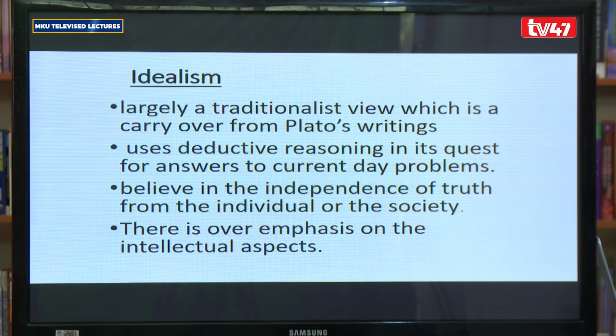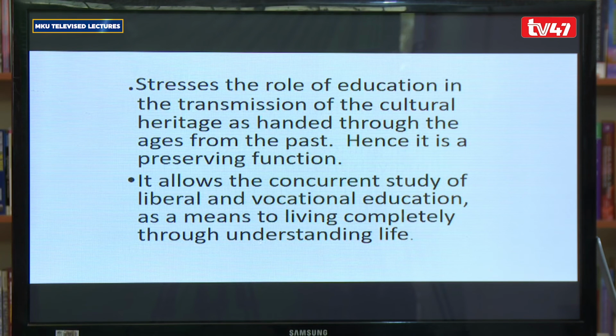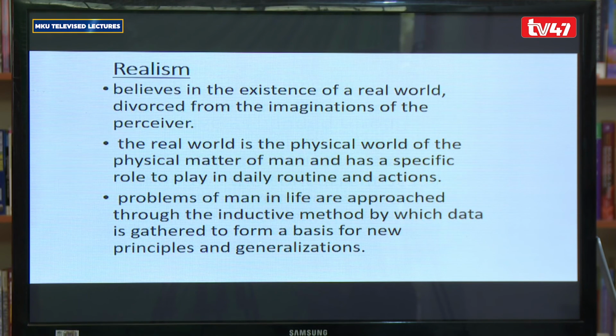They believe in the independence of truth from the individual or the society. According to them, there is overemphasis on the intellectual aspect. They also stress the role of education in the transmission of the cultural heritage as handed down from one stage to the other from the past. They allow the concurrent study of liberal and vocational education as a means to living completely through understanding of life.